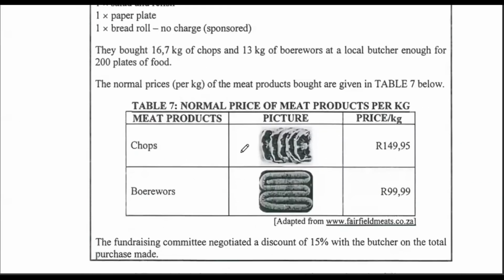They bought 16.7 kg of chops and 13 kg of boerewors at a local butcher, enough for 200 plates of food. Then the normal price per kg of the meat products bought are given in table 7 below. The meat products are chops and the boerewors. This is per kg.